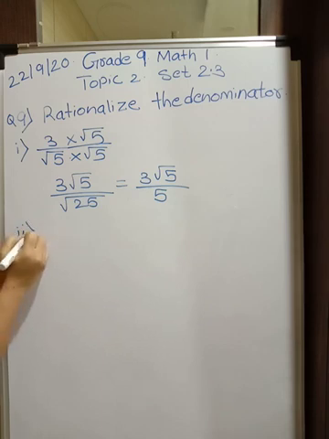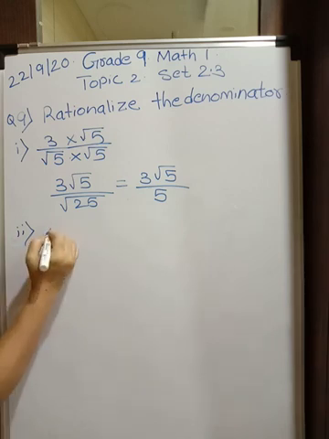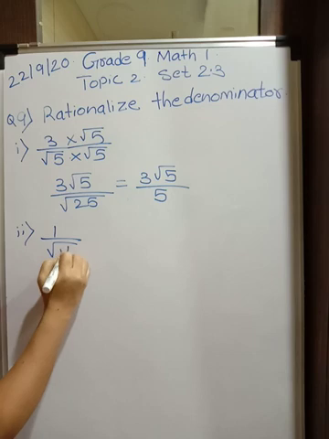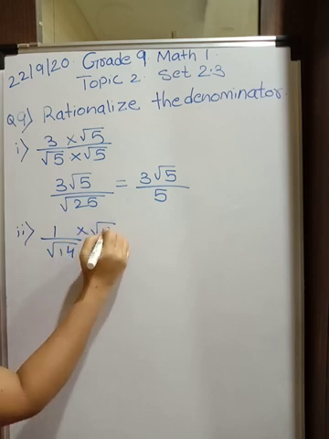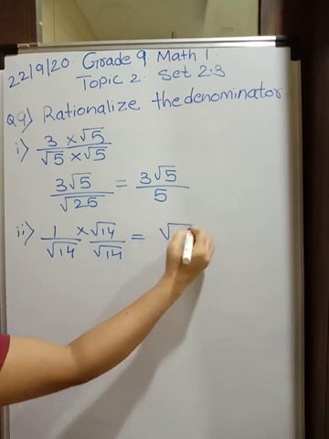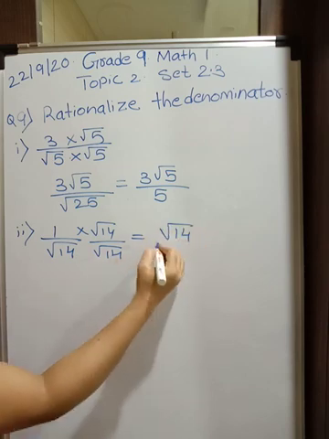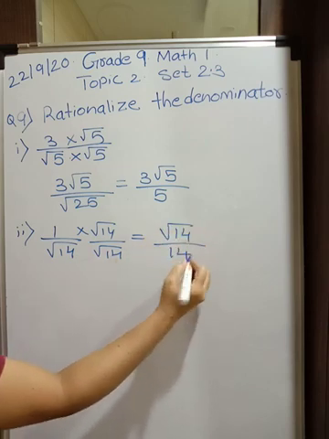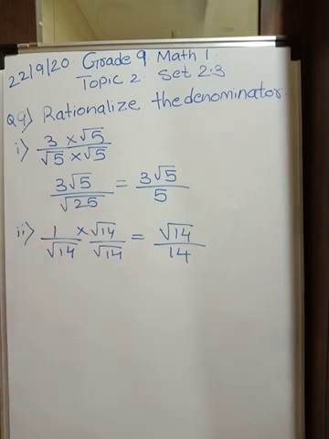Okay, now let's go for the next problem, which is the second problem in your book, 1 upon root 14. Again, it becomes very easy. 1 upon root 14. So multiply this by root 14 upon root 14. So what will you get? 1 into root 14 is root 14 upon 14. So the denominator is rationalized over here. Alright. So I get root 14 upon 14.